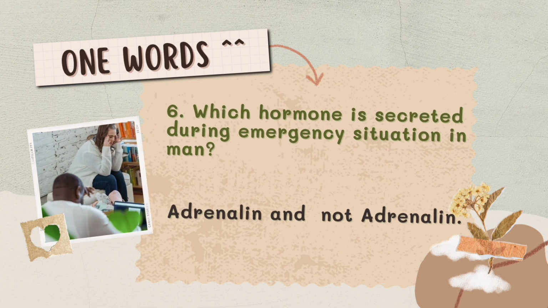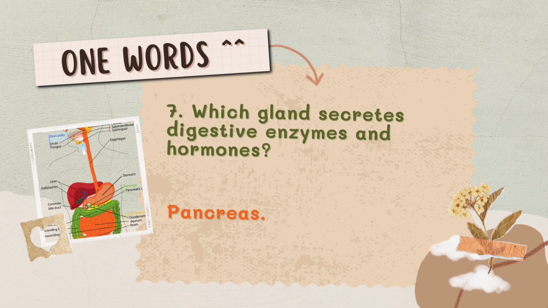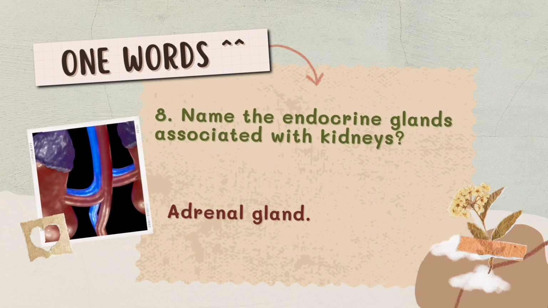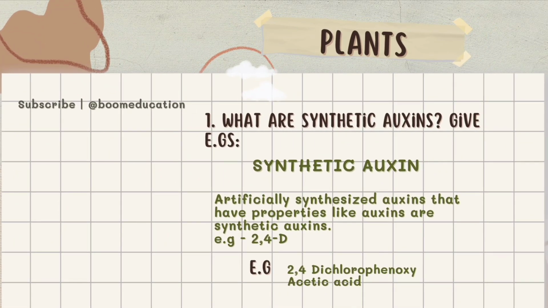Aldosterone. Which hormone is secreted during emergency situations in man? Adrenaline and noradrenaline. Which gland secretes digestive enzymes and hormones? Pancreas. Name the endocrine glands associated with kidneys. Adrenal gland. What are synthetic auxins? Give examples. Artificially synthesized auxins that have properties like auxins are called synthetic auxins. Example: 2,4-D.